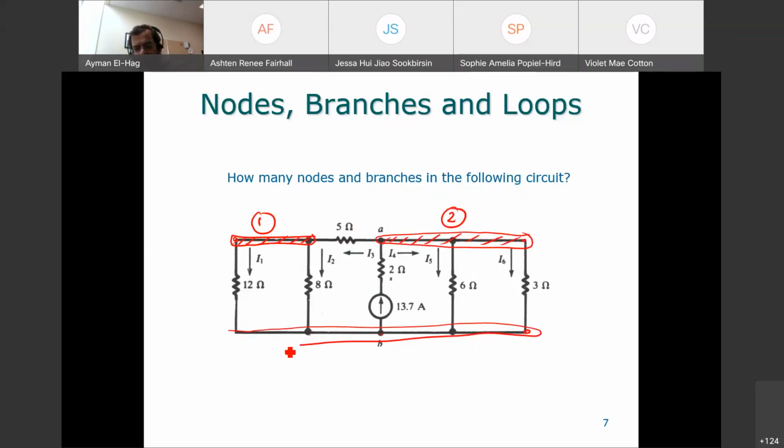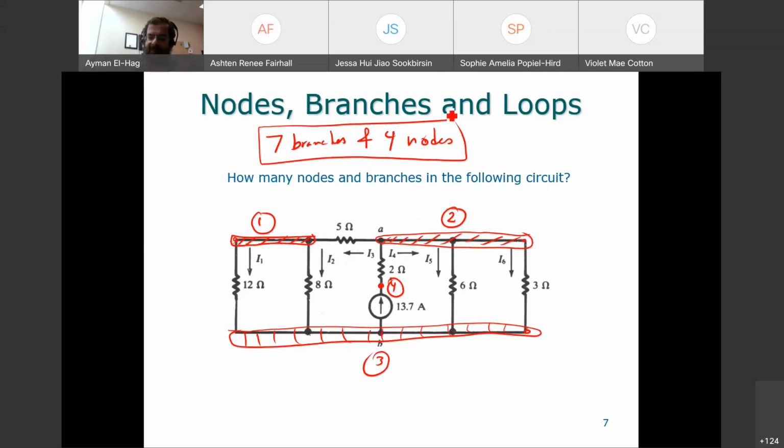Why? Because there is nothing in between them, nothing between this point and this point and this point and this point. There's no other branch. So this is number 3. Now, where most of you did not pay attention to is this node. This is another node. Why? Because this connects between this branch and this branch. So you will have here basically 7 branches and 4 nodes. This is the right answer.